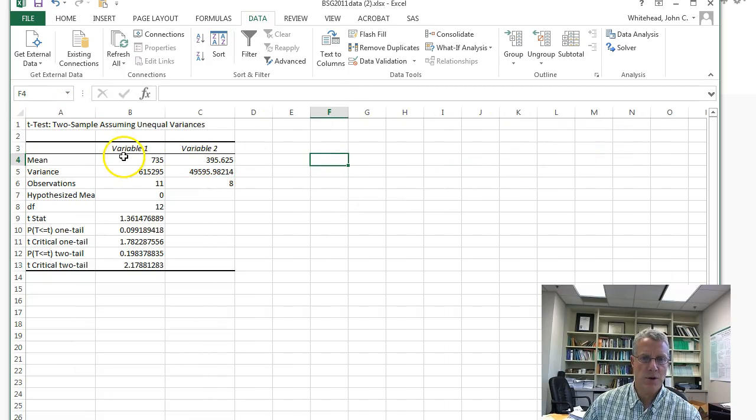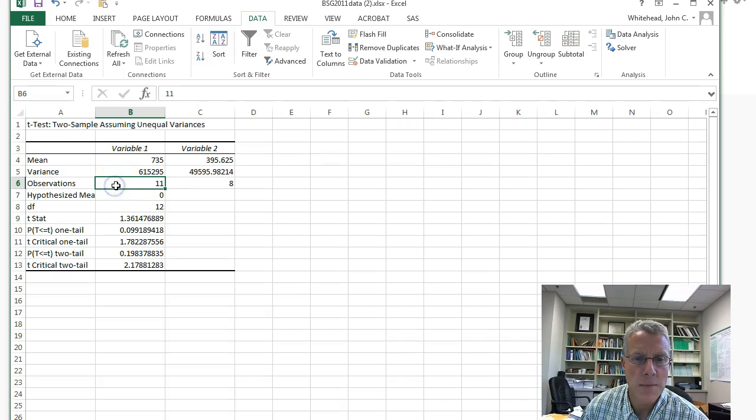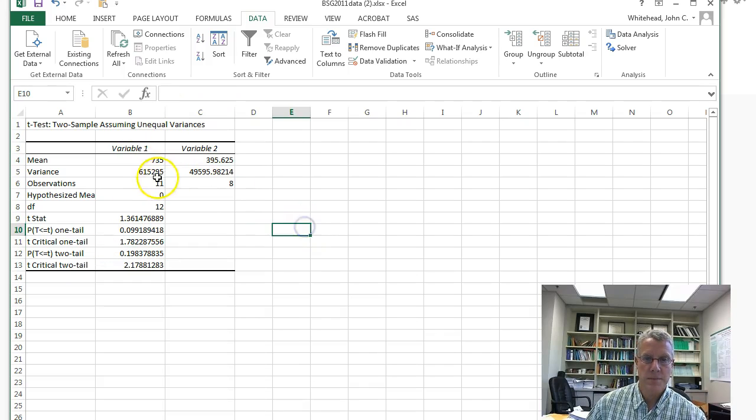So the average expenditures for people who rode the 50-mile route, the bigger sample, is $735, and the average for those who rode the 100-mile route is $395. The t-statistic is 1.36. The two-tail critical value is 2.18, and there's about an 80% chance that these two numbers are different from each other.